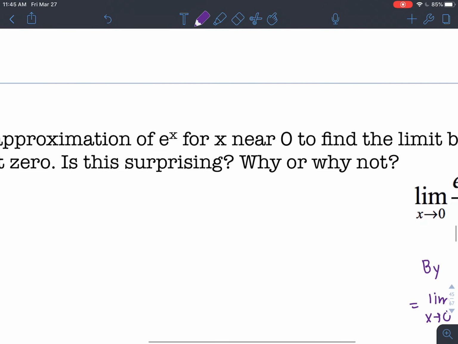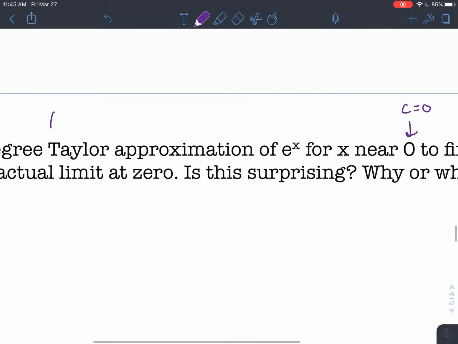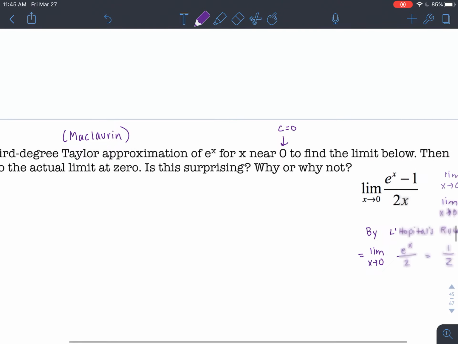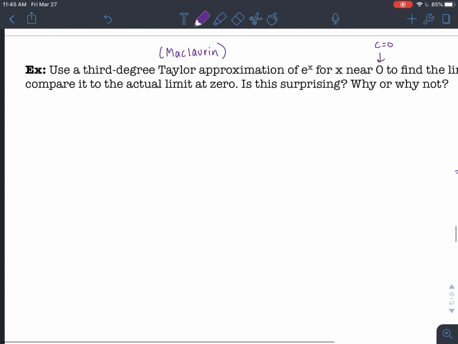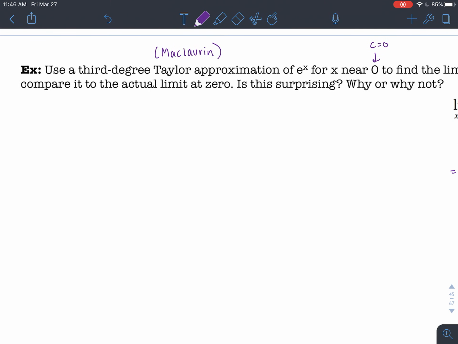So we're going to use Taylor polynomial approximations to show that we're going to get the same thing. So this is a third degree Taylor approximation, but it's using near x equaling 0. So this is our c equaling 0 value. So this is actually a Maclaurin polynomial, right? So you'll get them referred to both ways. If it just says Maclaurin, it's not going to have to tell you that it's going to be c equaling 0, but they might tell you that it's a Taylor with c equaling 0.